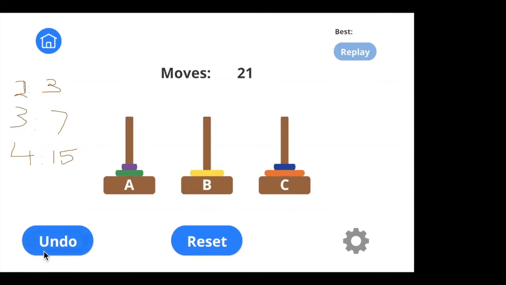Wait, no. It should be blue ring that's going to... the purple ring go to B. Blue ring to A. Purple ring to A. Yellow ring to C. Purple ring to B. Blue ring to C.